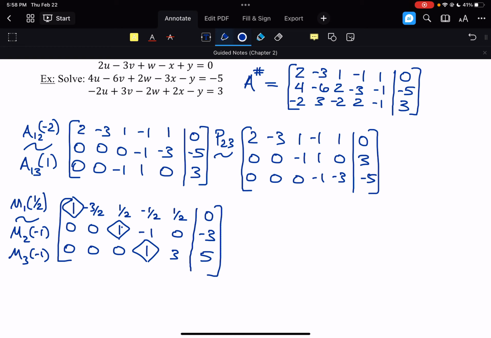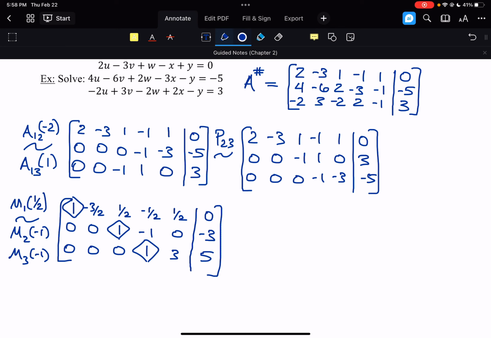Now we have our three pivots in proper spacing. So they are down and to the right. Everything below the pivots is a 0. We have row echelon form. Okay, so this is row echelon form of the matrix. We're going to be able to use this to help us solve the system.